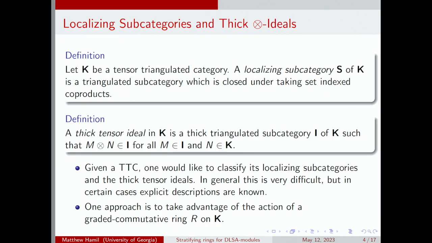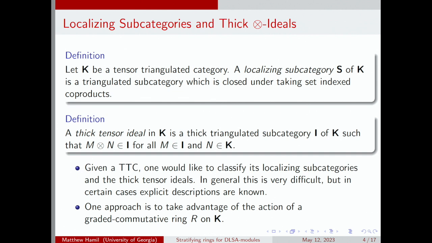When you have a TTC, you can think of it like a ring, because you have the addition with the direct sum, and then you have the product with the tensor product. And so we can define some notions analogous to what you do in commutative algebra. The first one isn't really from commutative algebra: a localizing subcategory of a TTC is a triangulated subcategory that is closed under set-indexed coproducts. And this one is more natural: a thick tensor ideal in K is a thick triangulated subcategory I that has this absorption property. So if you have M in I and N in K, then the tensor product should land in I again.